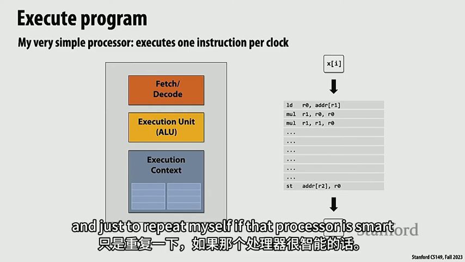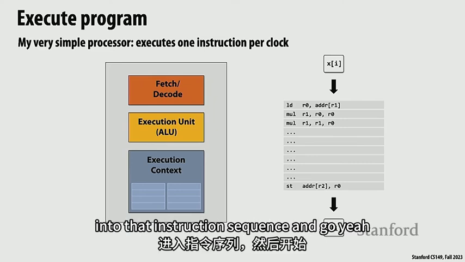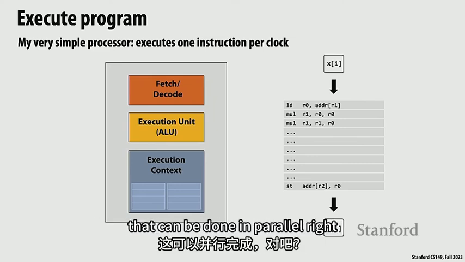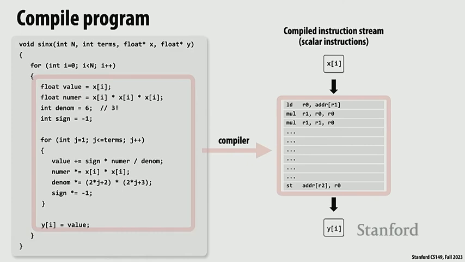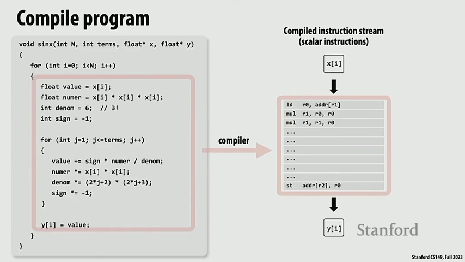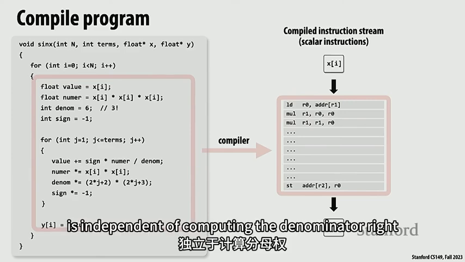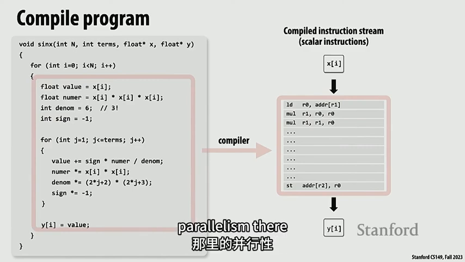And just to repeat myself, if that processor is smart, it might look into that instruction sequence and go, yeah, there are some of those instructions that can be done in parallel. Let me back up and let's look at it. We certainly can find some stuff. Computing the numerator is independent of computing the denominator, so there's a little bit of instruction level parallelism there.